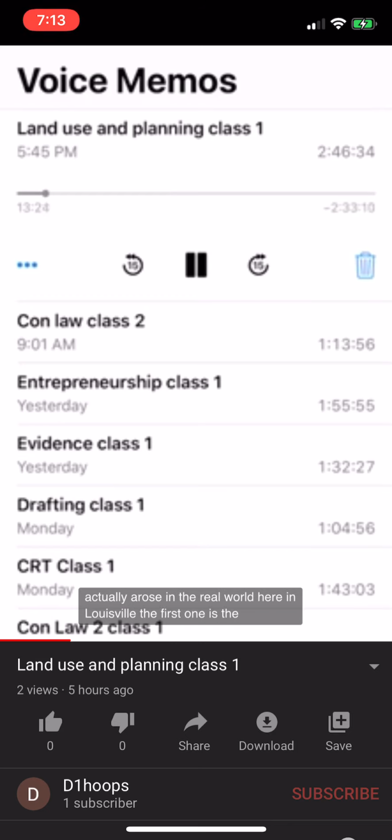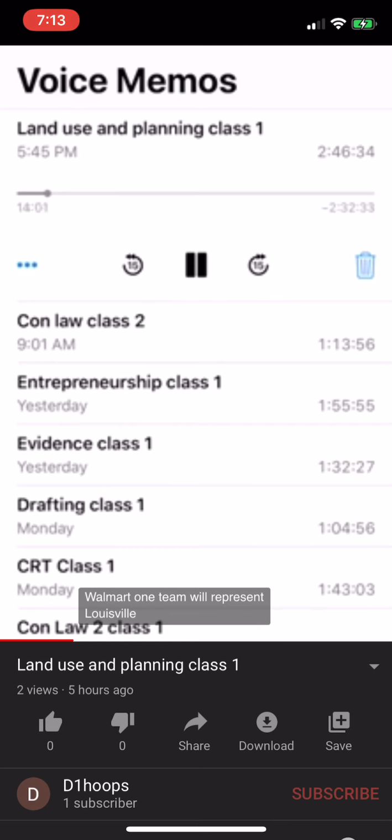The first one is the West End Walmart. Some of you may remember that, but there was a proposal for a Walmart in West Louisville on Broadway, and the Walmart had to apply for a variety of approvals from Louisville Metro government. There were hearings on it. There are a variety of legal and planning standards that apply to that, so it's a great opportunity to bring the 2 together.